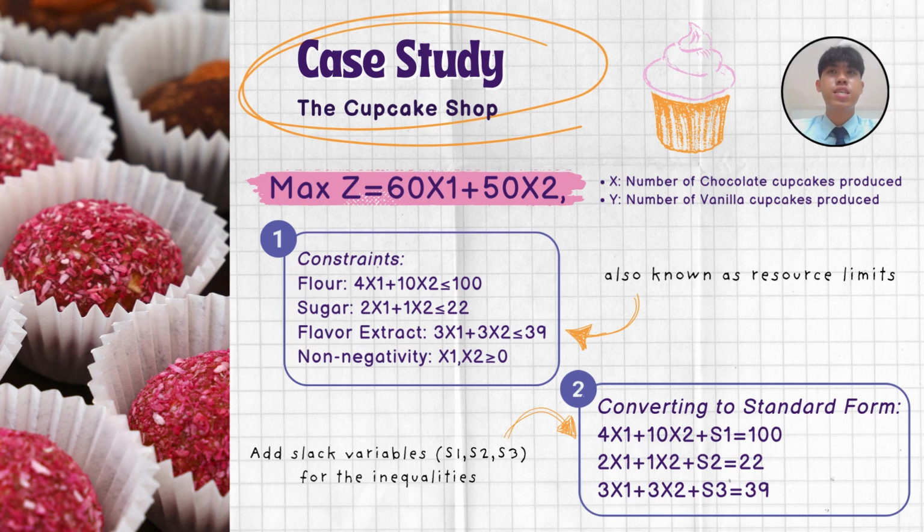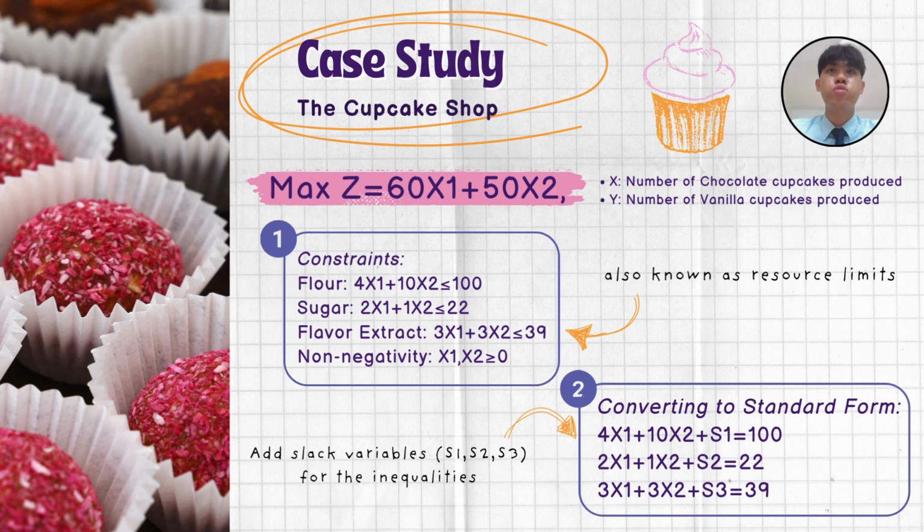So for our case study, the cupcake shop, our objective is to maximize our profit by selling chocolate cupcakes, also known as x1, and vanilla cupcakes, also known as x2. We can write this as: maximize z equals 60x1 plus 50x2. For the constraints in this case study, we have flour: 4x1 plus 10x2 less than or equal to 100, sugar: 2x1 plus 1x2 less than or equal to 22, and flavor extracts: 3x1 plus 3x2 less than or equal to 39.